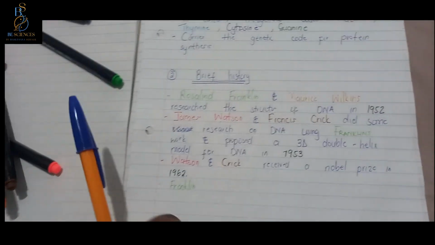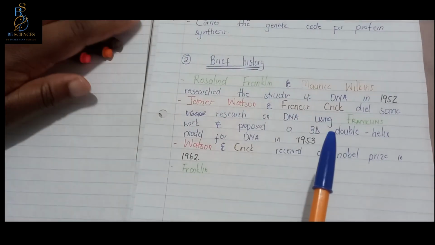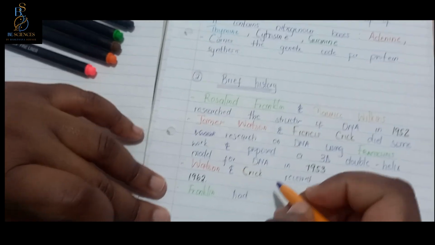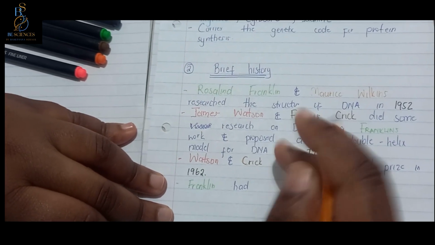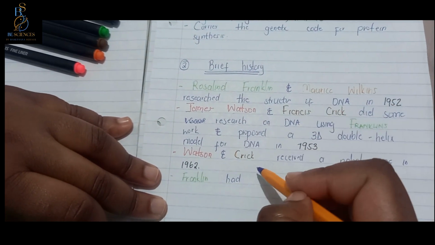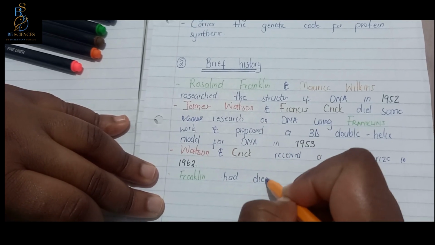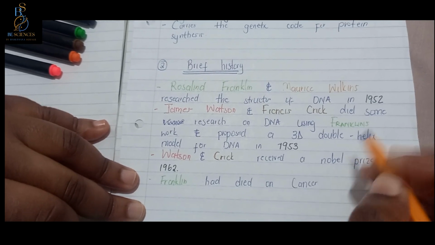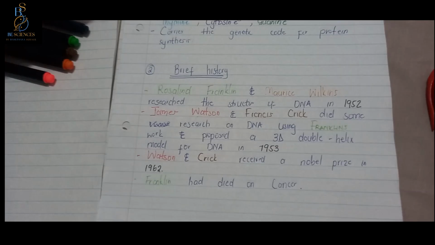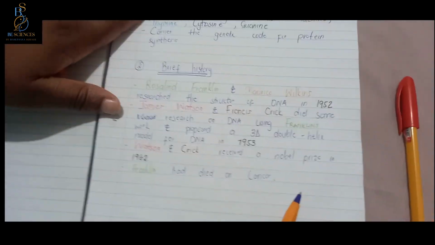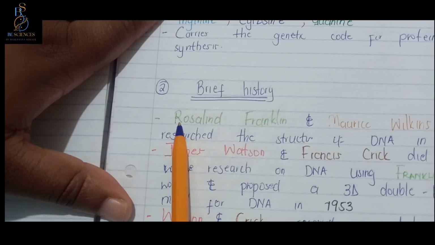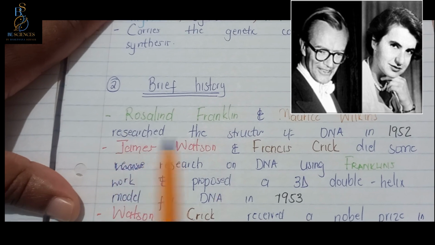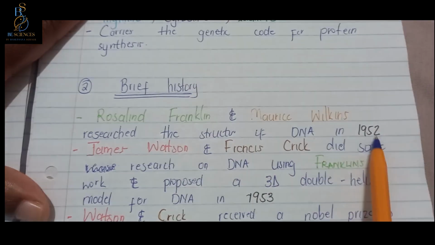And it's so sad that actually a Nobel Prize can only be received by 3 people. So I don't know where that put Wilkins actually. But now that Franklin had passed away, then definitely Wilkins had to be included because he also worked on it. So it was definitely going to be a battle if Franklin was still alive. Okay, let's go through it again. So with the brief history of DNA, we know that there was Rosalind Franklin, Maurice Wilkins. The two of them researched the structure of DNA in 1952.